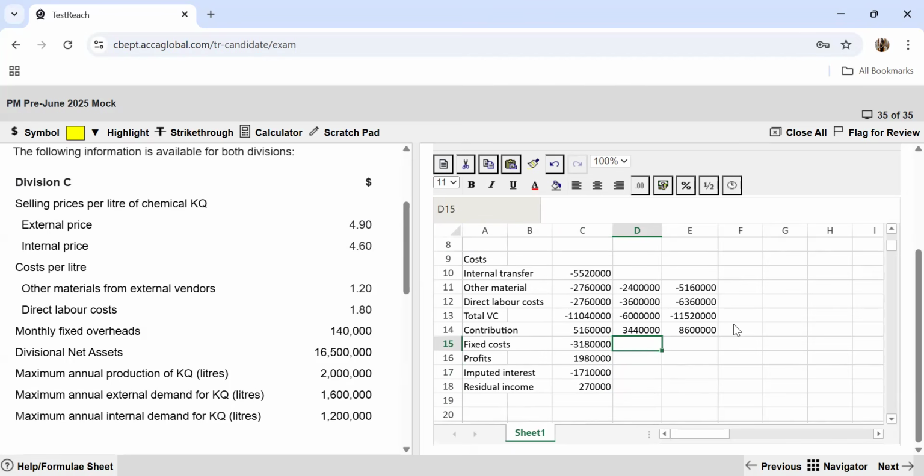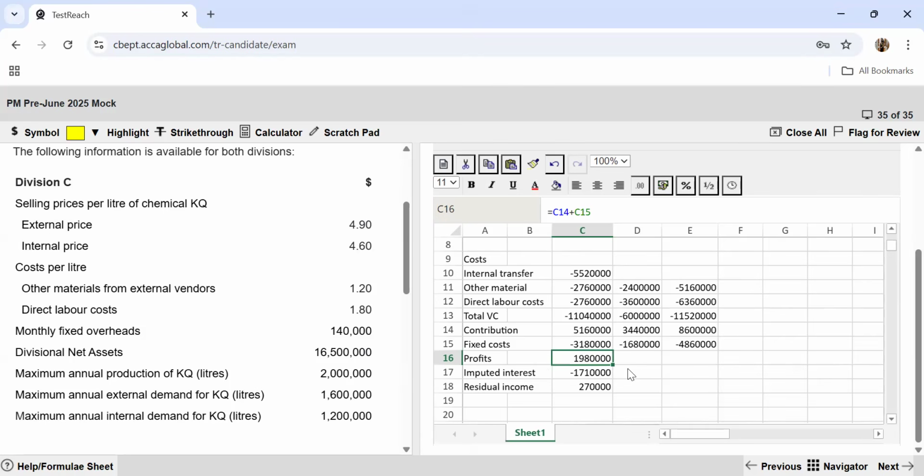Now we will take away the fixed cost for division C also. The fixed cost monthly is given to us as 140,000 multiplied by 12. This is what the annual fixed cost is going to look like. And then if I take up the fixed cost for the entire J company as a whole, this is what it's going to come to.